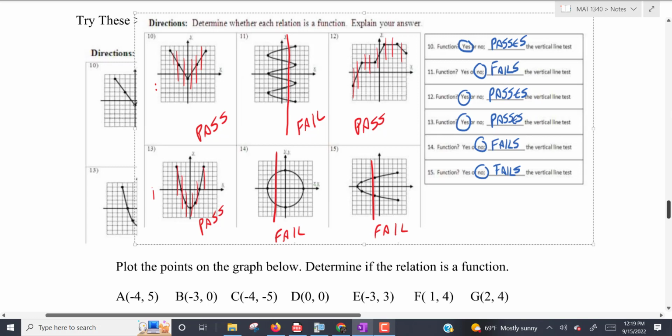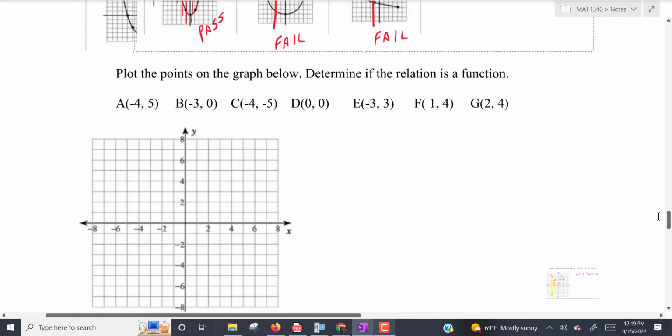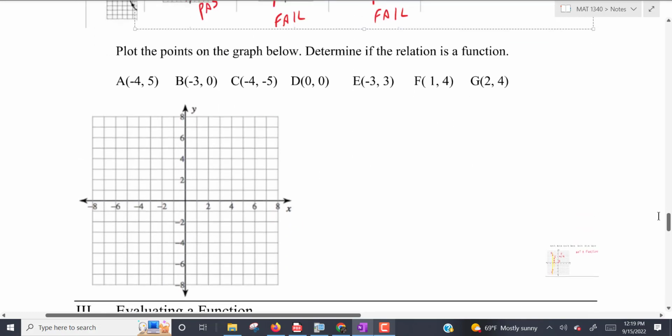Okay? All right. Thumbs up, thumbs down, vertical line test. That'll be one of the easier things you learn in college algebra. Really. Okay? Now, for plotting a point, let me just go over that because not all of you may remember how to do that.